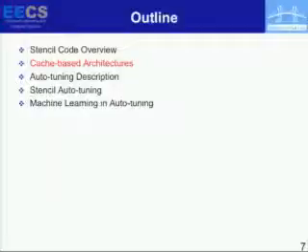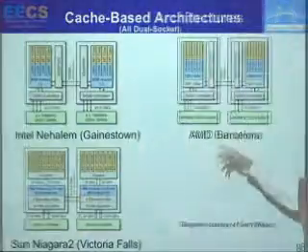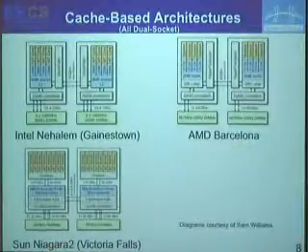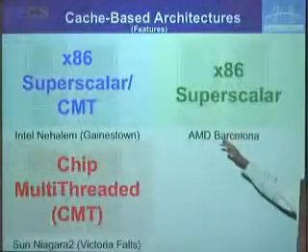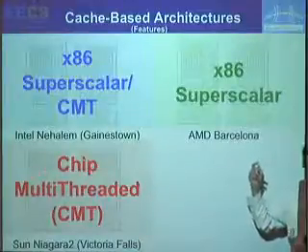So I'll talk briefly about some of the cache-based architectures that we actually ran on. Here we have 3 architectures: the Intel Nehalem, Gainestown is the system name, the AMD Barcelona, and the Sun Niagara 2, which is Victoria Falls. Some of the basic features: the Nehalem and the Barcelona are both x86 superscalar, but the Nehalem, in addition, is also chip multi-threaded, meaning that it supports 2 hardware threads per core, as opposed to the Barcelona, which only has 1. And the Niagara 2 is chip multi-threaded, but it's not x86.